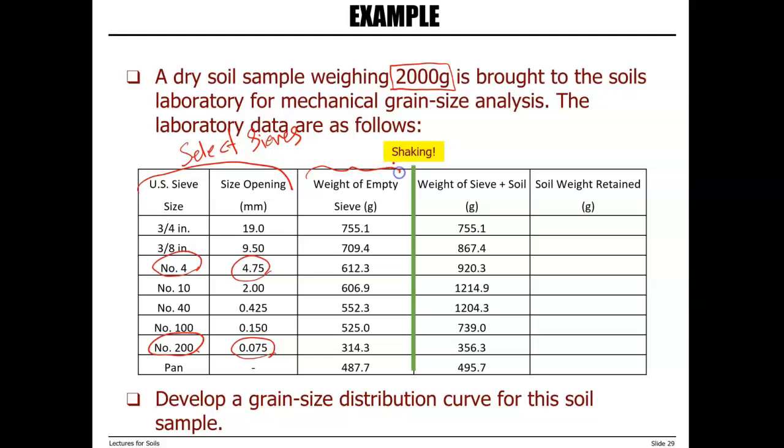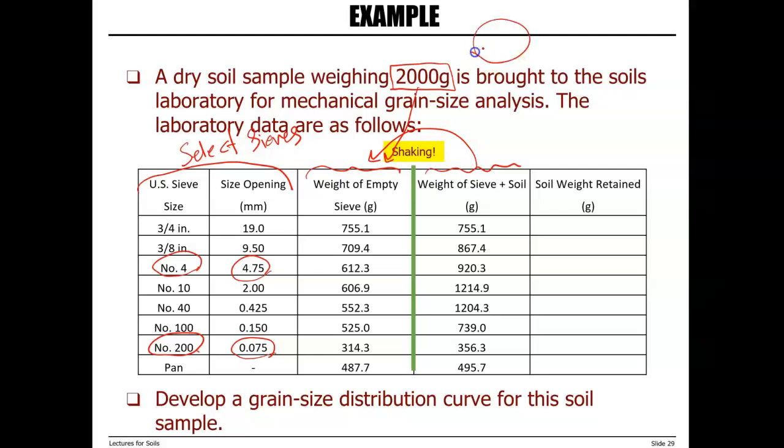Then measure weight of empty sieves. Then stack them on top of each other and add the 2000 grams of soil that we have, place it on the coarsest sieve and then shake our material. After we're done with shaking, then we measure weight of sieve plus soil. The difference between these two numbers gives us weight of soil retained on each sieve.